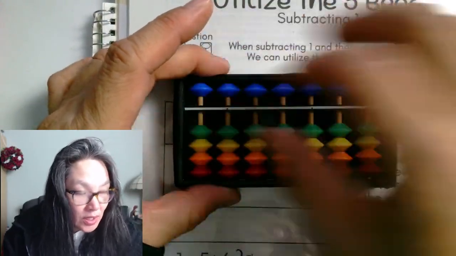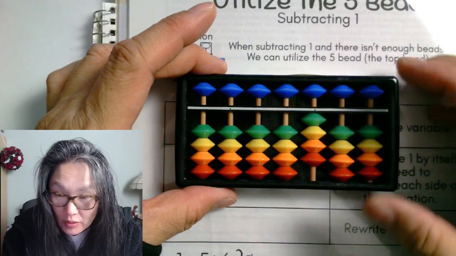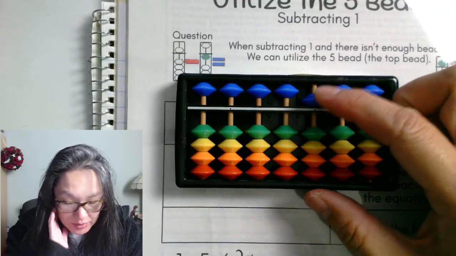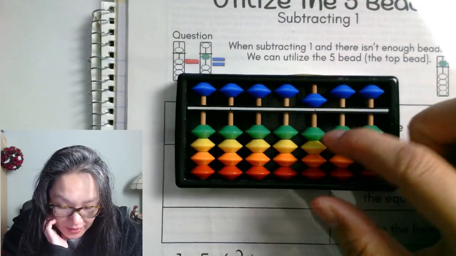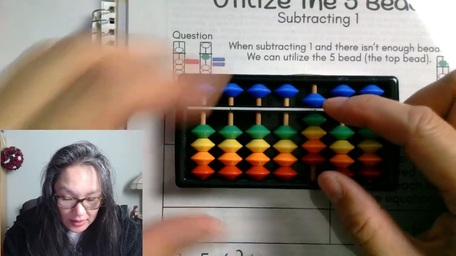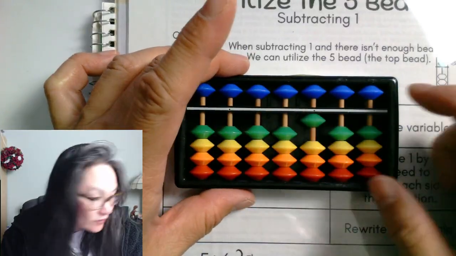So what we're doing is we're counting on the abacus. 1, 2, 3, 4. And then this is 5. All the top beads have a value of 5. Because this is 5, we have 5, 6, 7, 8, 9. Because this is 9, if you notice, this is 10. Notice that the 10 and the 1 look very similar.